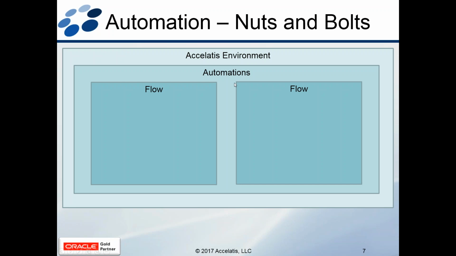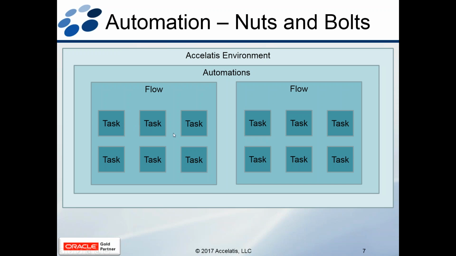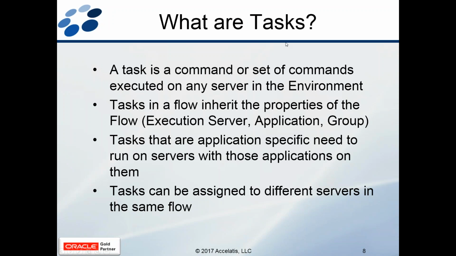Okay, so now that we've got our flow and the properties that pertain to the flow, the next thing are the tasks that are inside of the flows. So the question, what are tasks? Well, basically a task is just a command or a set of commands that are going to be executed on a server in that Accelatis environment. The tasks, when you set them up inside of a flow, inherit properties of the flow. So when you pick execution server or you pick the group or the application, once you create your task, these properties are automatically picked up by the task, okay?